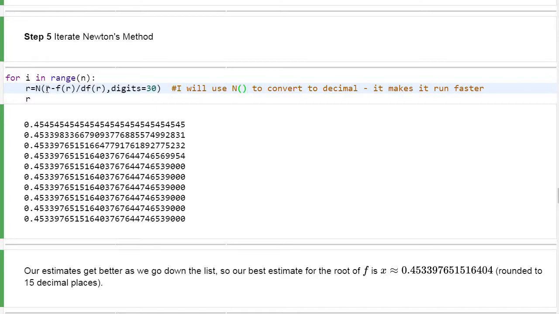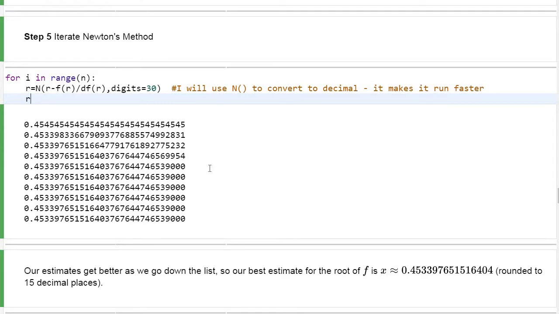Here's my formula from above. Old estimate minus the function value divided by the derivative. That's the formula we developed for Newton's method. I'm going to convert that to a decimal with 30 digits here. That's what this digits equals 30 does. That's going to be my new estimate. So my root gets replaced with a new estimate based on this calculation. This line is just going to print out that new estimate so that I can see them in a list.